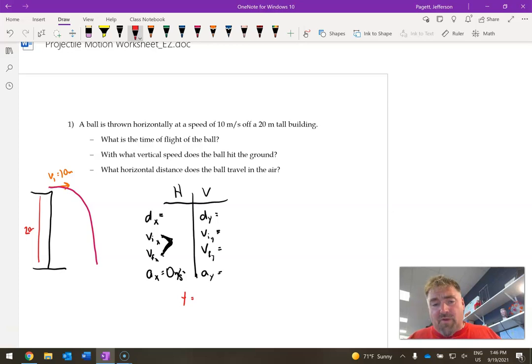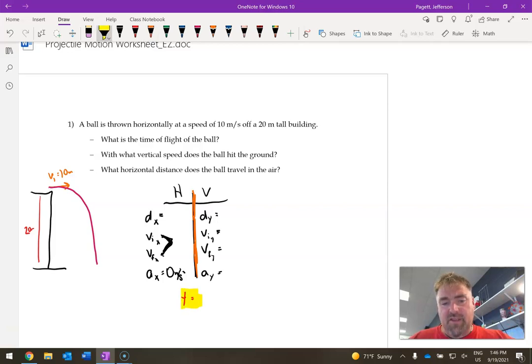So I put this line right down here to remind myself that if I'm on the vertical side, let's say I want to find something vertically, I can only use vertical information to solve for it. If I want to find something horizontally, I can only use horizontal information to solve for that. The one exception is time.